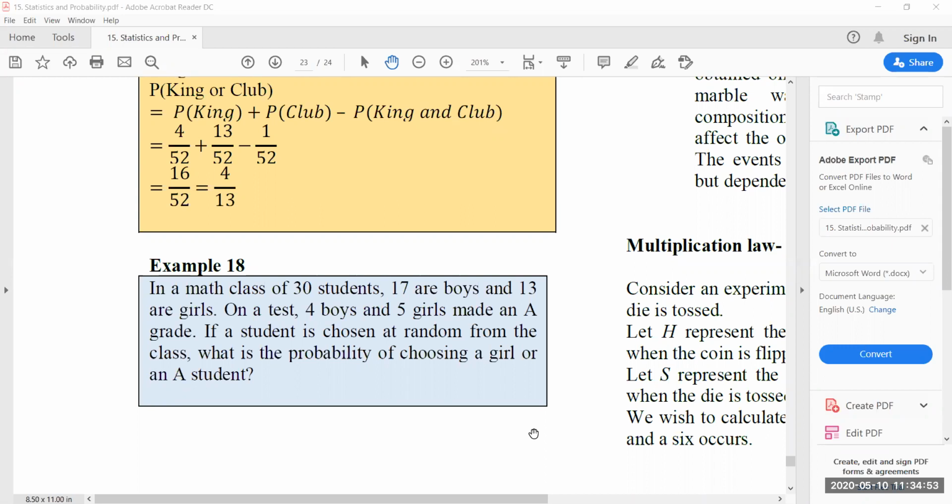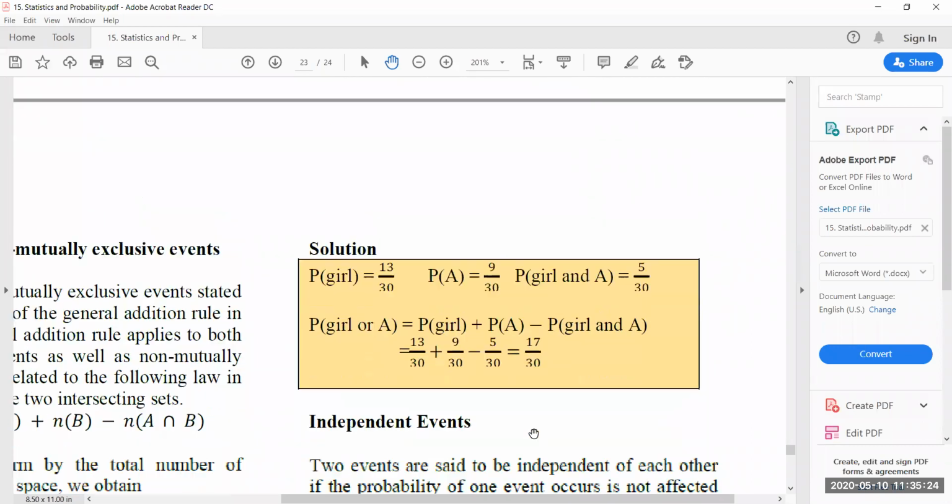Do we see that, any question here? Right. So the probability of a girl or an A will be the probability of girls, which is 13 out of the 30, plus the probability of getting an A, which is 9 students out of the 30, right? And we're taking away the probability of a girl getting an A, which is 5 out of 30. So let's see the working here. Right, you all can see the working here.